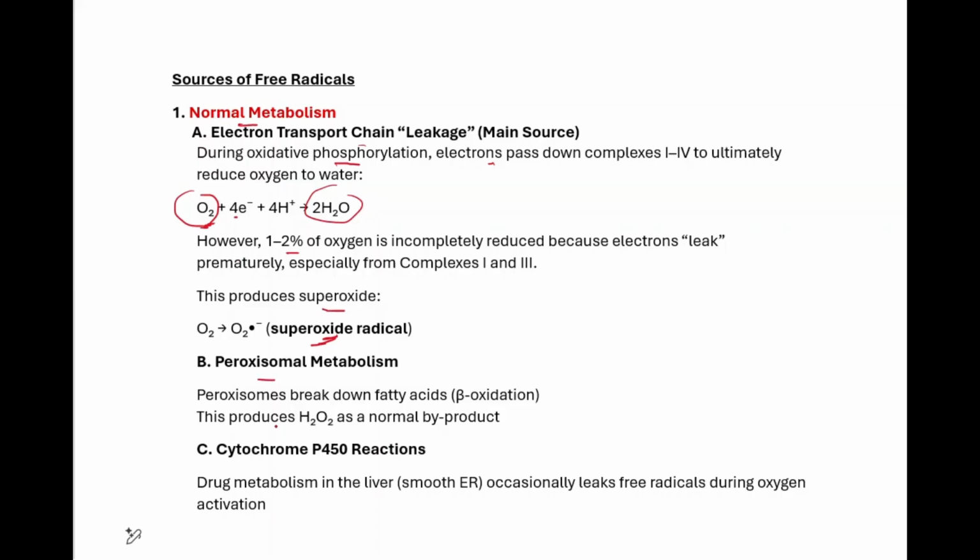So in the peroxisome, during the breakdown of fatty acid, which is what we call beta oxidation of fatty acid, that will also produce what? Hydroxyl free radical, right? Which is a normal byproduct from it.